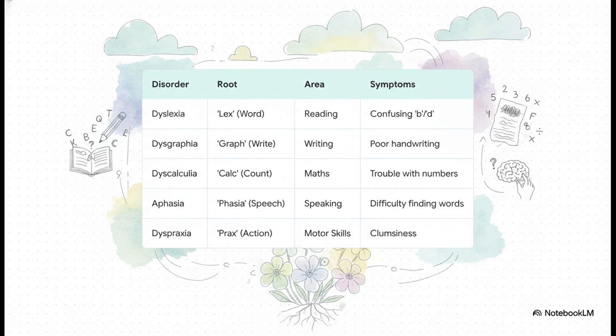Look at dyslexia. The root "lex" means word. Simple, right? So it's a difficulty with words or reading. For dysgraphia, "graph" means to write, so it's a challenge with writing. And "calc," as in calculator, means to count, so dyscalculia is about math. Understanding this helps us realize that these aren't signs of a child not being smart. They're just very specific challenges with how the brain is processing certain kinds of information.